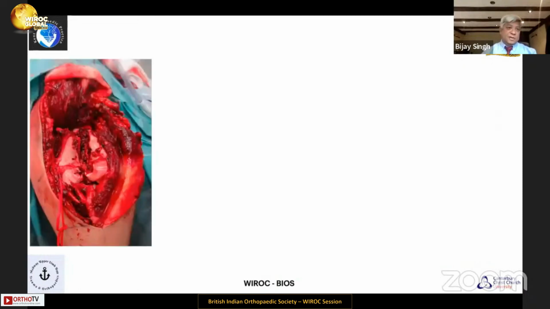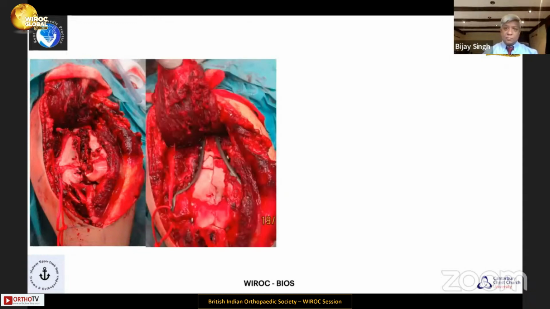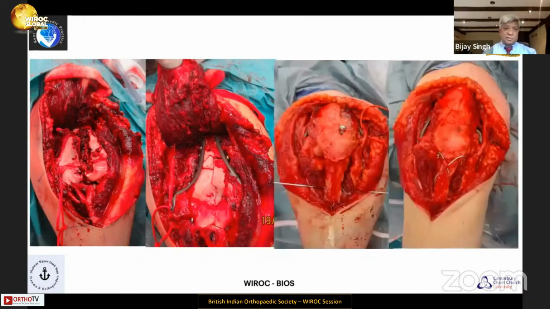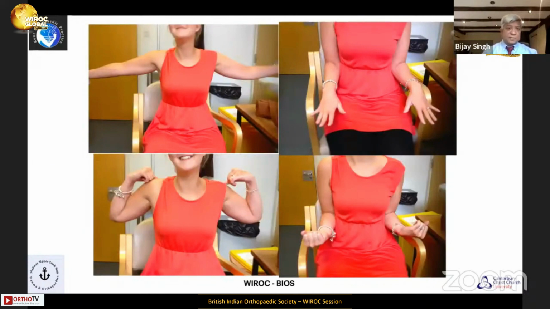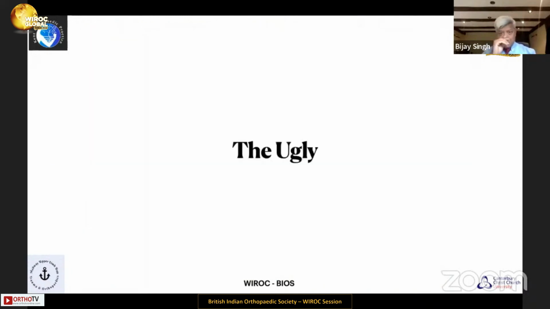This is what the picture appears once you open the fracture and you put the jigsaw together, close using a tension band wire, and then early motion, and she was happy. At about 3 months, the fracture had almost healed, and these are her clinical pictures. She did come to have the tension band wire removed later on.